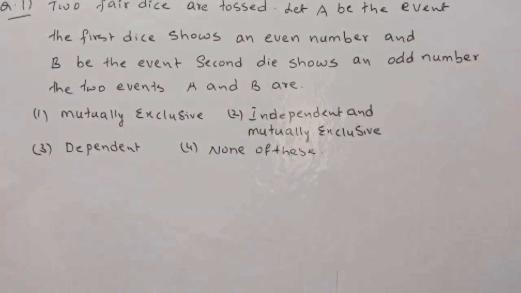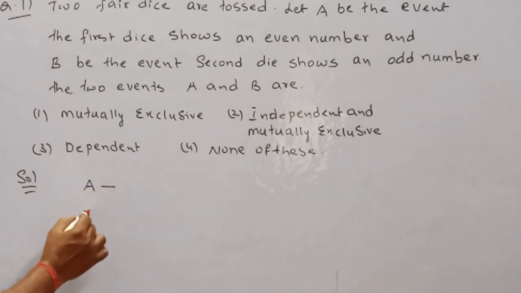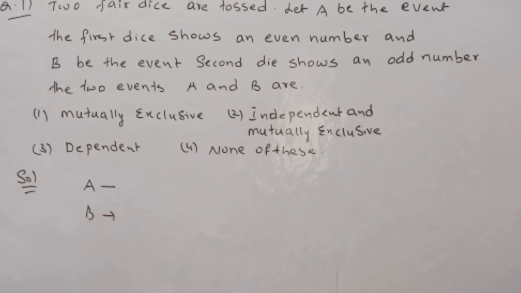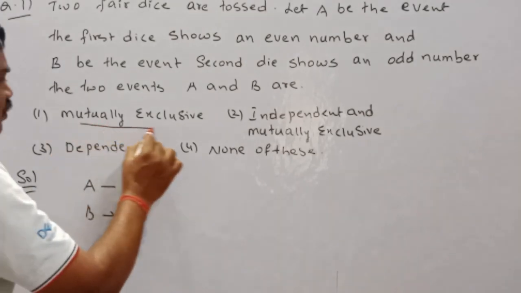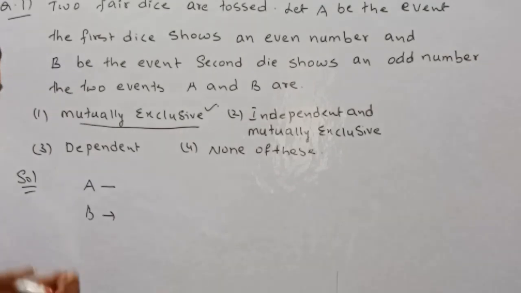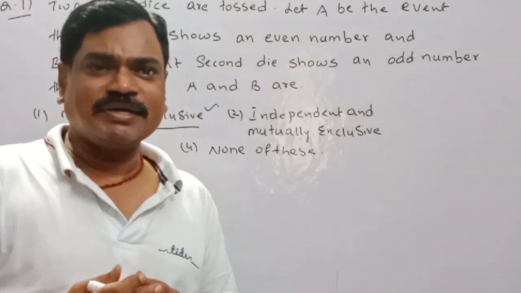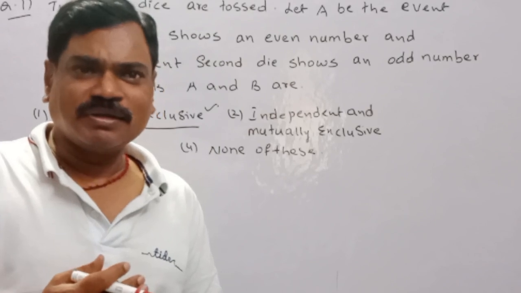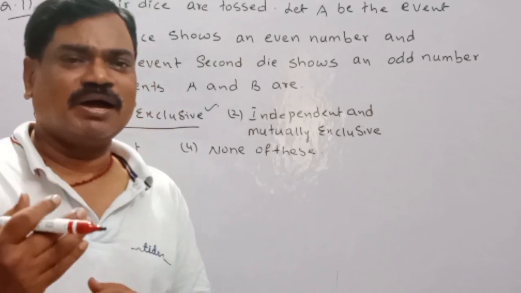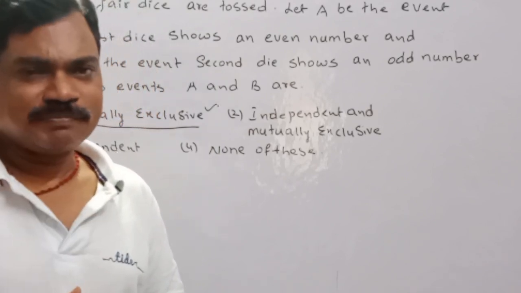Okay, all of you, here this problem is given. So two dice are thrown, die A and die B. So what are mutually exclusive events? If the occurrence of one event opposes the occurrence of the second event.